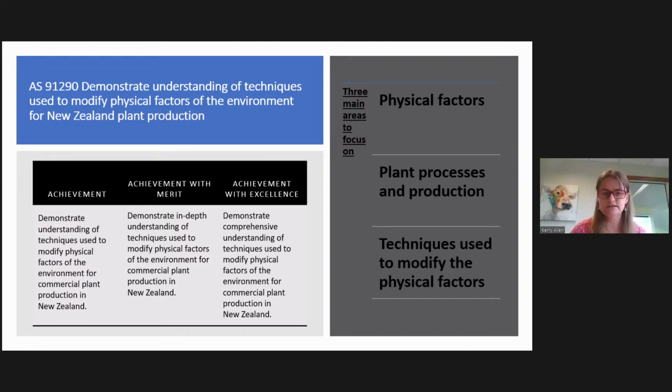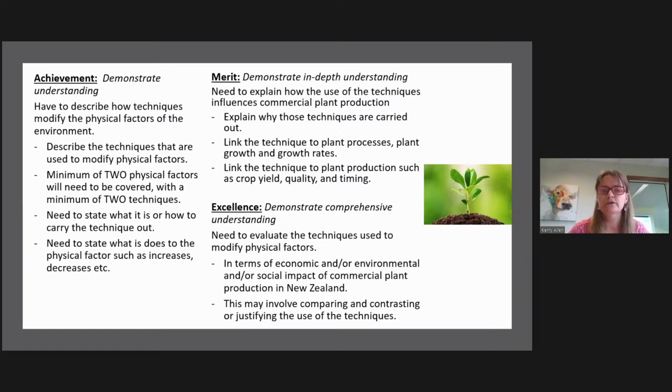Okay, so we'll just move to the next page. So here is the standard. So for achieve, you need to demonstrate understanding, and here you need to describe those techniques that you are looking at. So firstly, depending on the physical factor, you need to either choose the technique that you're going to look at, or you may be given it in the exam. So here you would discuss what the techniques are that you will be covering and describe how that's carried out.